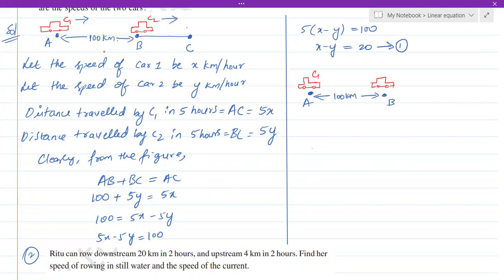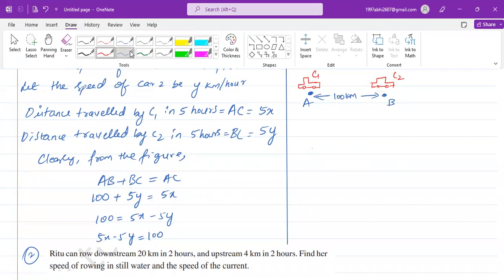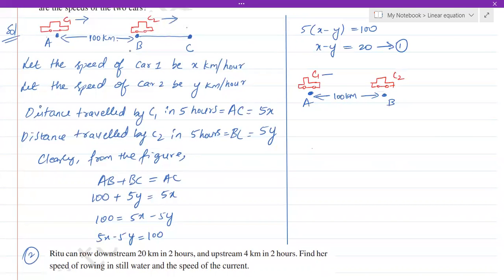Okay, this is car 1 and this is car 2. Now this time, both the cars are not traveling in the same direction. Car 1 is traveling in the right direction, but car 2 is traveling in the left direction, like this. Obviously they're going to meet somewhere. Let's say they meet at point C.